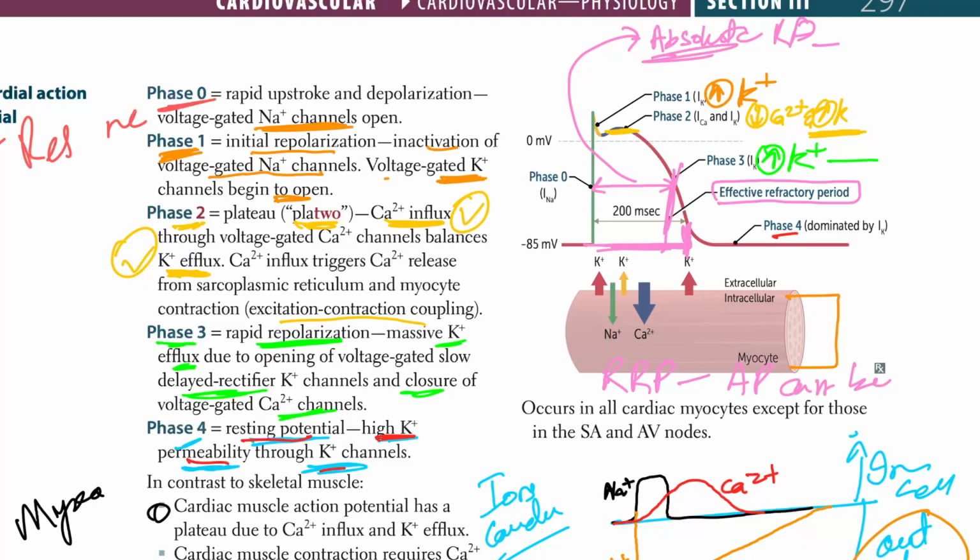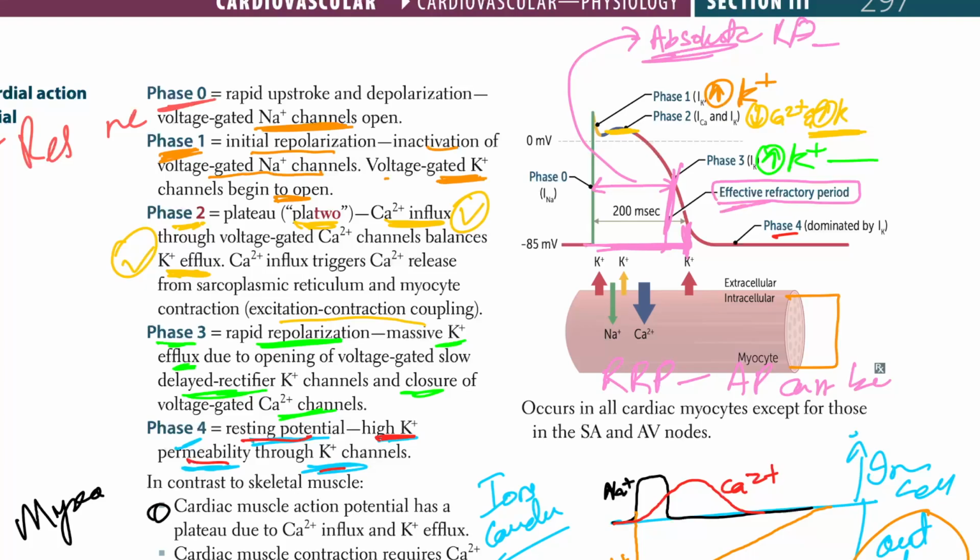Absolute means absolute. You already know absolute means absolute, right? So in absolute, no action potential can take place. But in relative or effective, the action potential can take place if and only if the outward current equals the inward current, or the inward current is greater than the outward current. Okay.